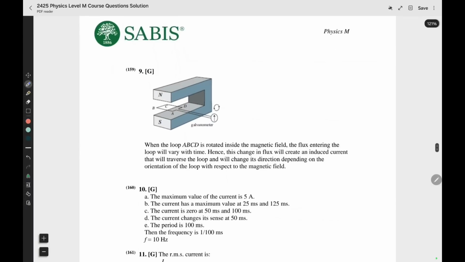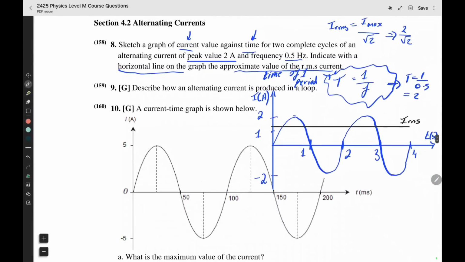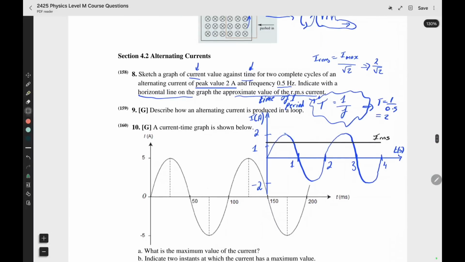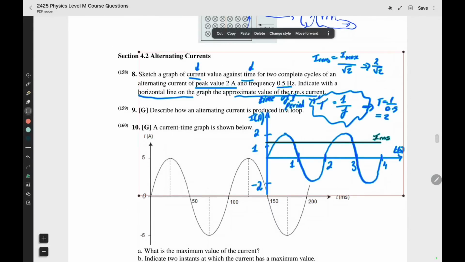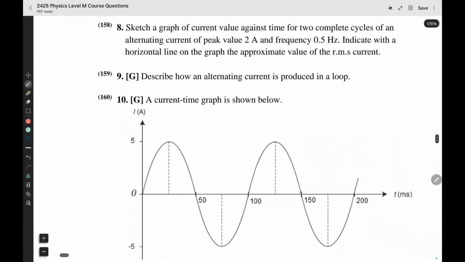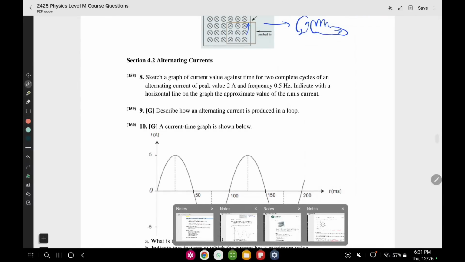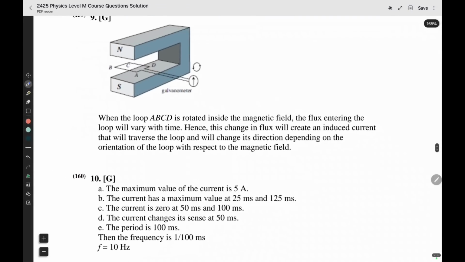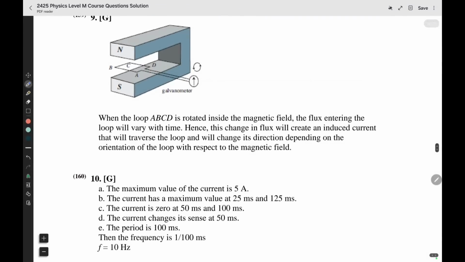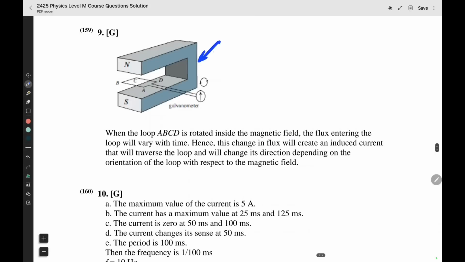Question 9. Let's go to the question. Okay, describe how an alternating current is produced in a loop. So they want the principle. These are the explanation questions. I'll just give you the answer key. How do you get an alternating current? You have the magnet, of course.